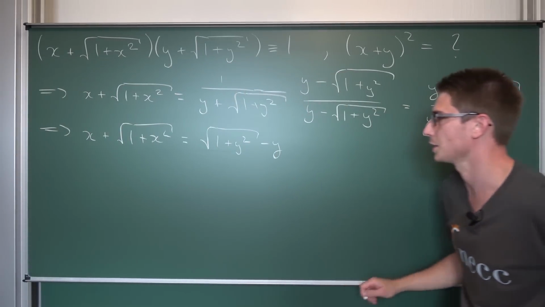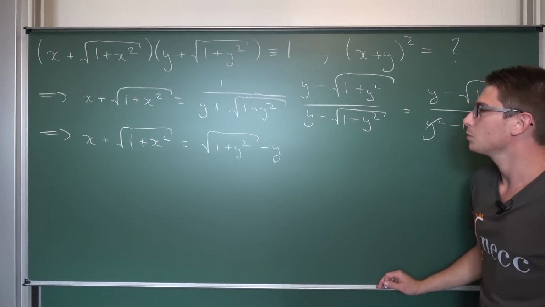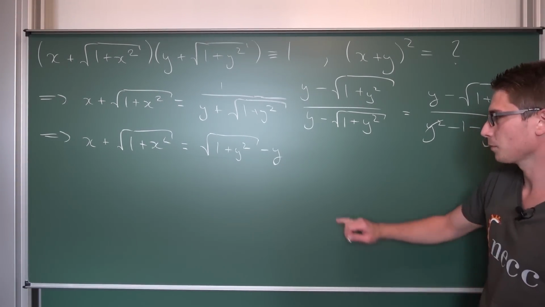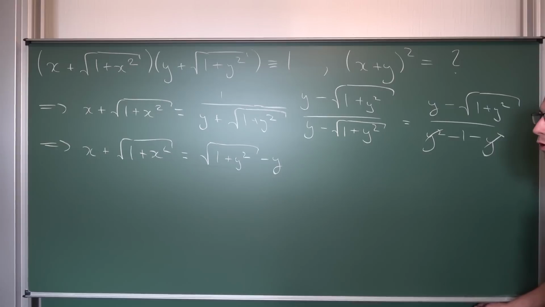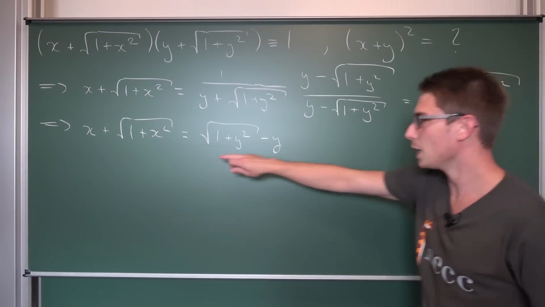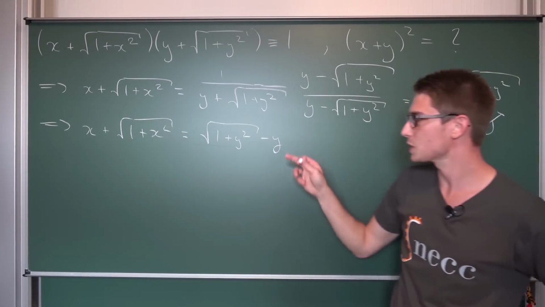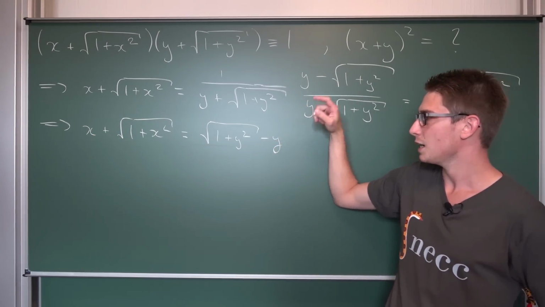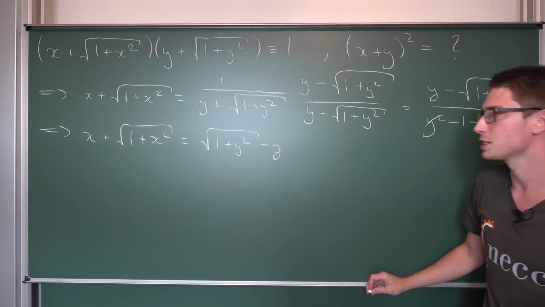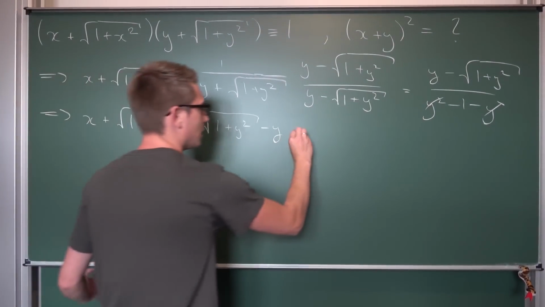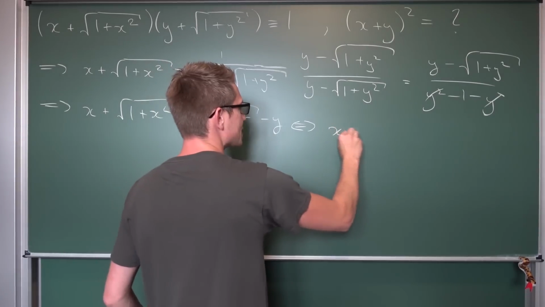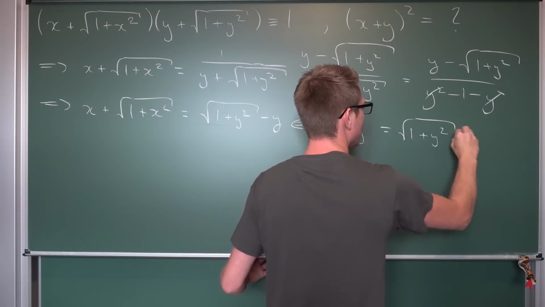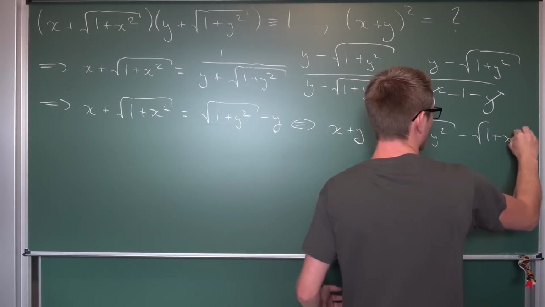And this is what we are having right now, which is good, which is really good. We are looking for x plus y overall. Why not add y on both sides and subtract this square root on both sides, leaving us with x plus y being equal to this square root minus the other square root. And then we can square both sides and see where all of this is going to lead. Okay, that's equivalent to saying that we have x plus y being equal to square root of 1 plus y squared minus square root of 1 plus x squared.